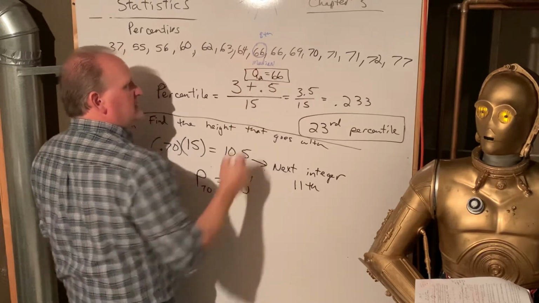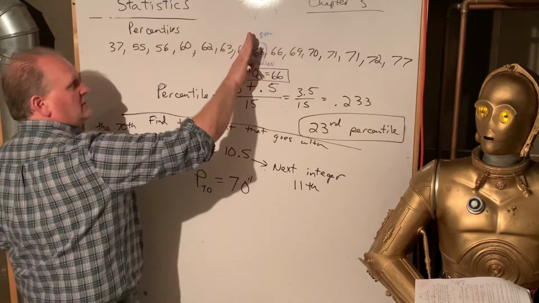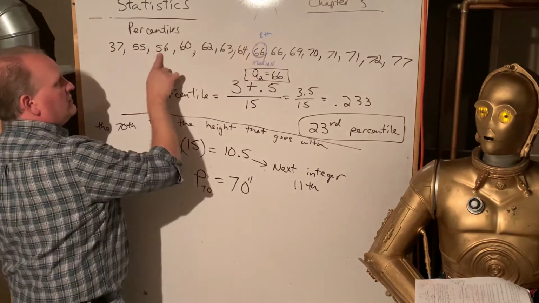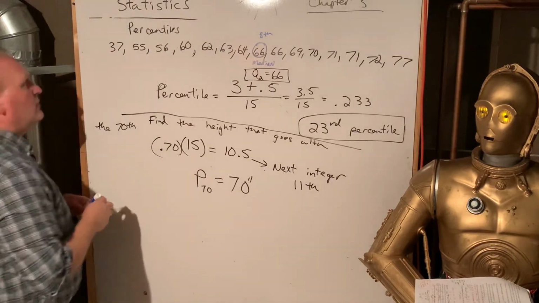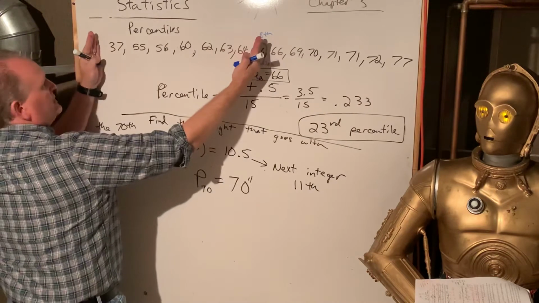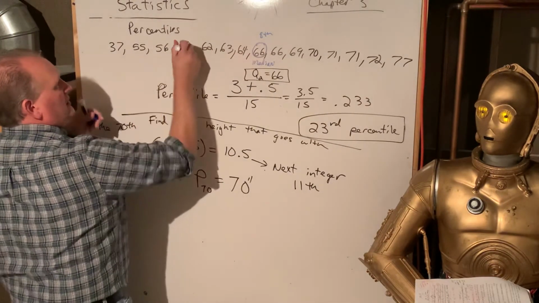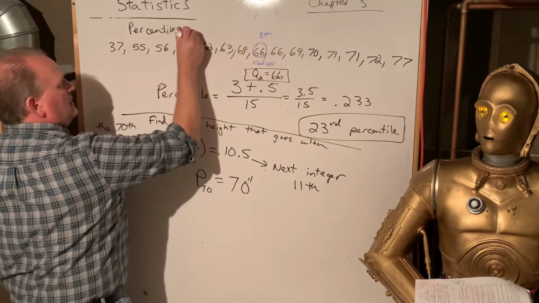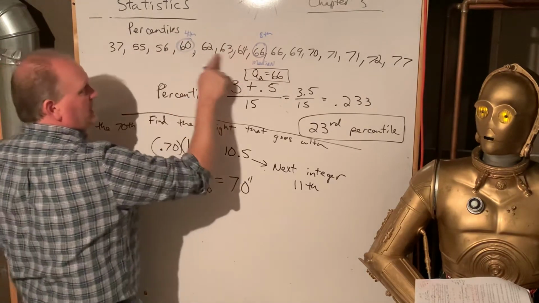So Q2 is 66, or the median. Now, hold that out, don't even look at that. We're only looking at these 7 pieces of data. And now we want the middle of that. So just forget about that, pretend that doesn't exist. We just want the middle of this set. So the 4th piece of data here is going to be in the middle because that's 3 below it and 3 above it.